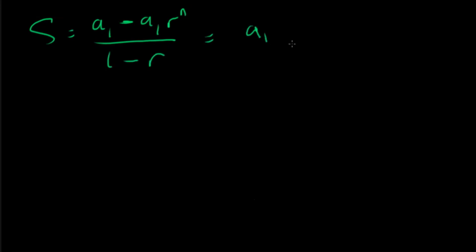There's one last thing we can do to that. We have a1 minus a1 r to the n all over 1 minus r. We can pull that first term out. So what does this become? a1 times 1 minus r to the n over 1 minus r. Cool. All right, so there you go. The sum is that thing. Let's go ahead and use it real quick.